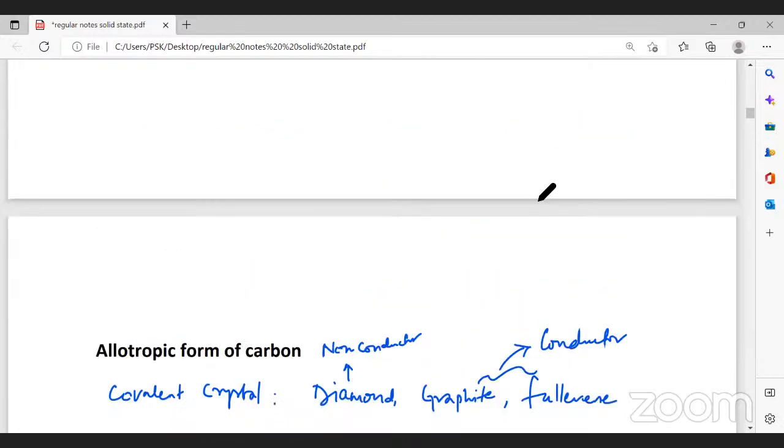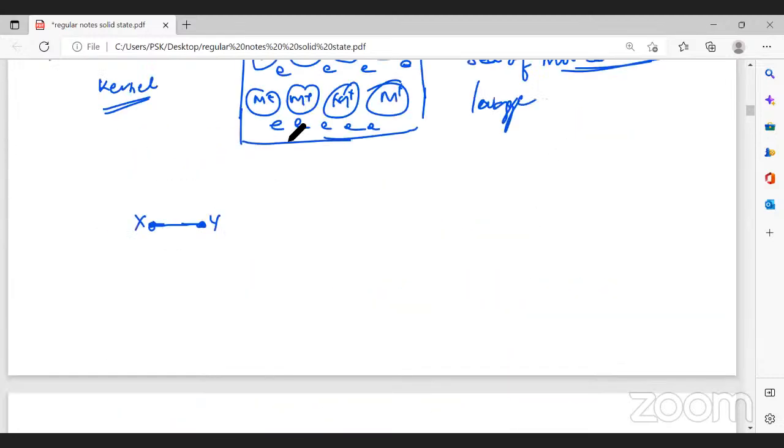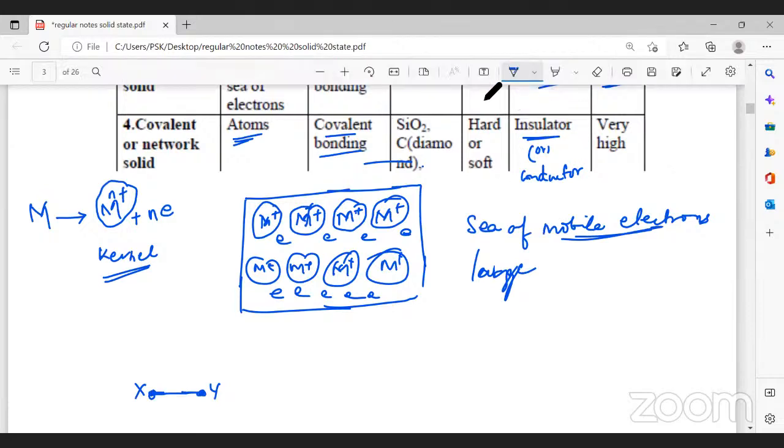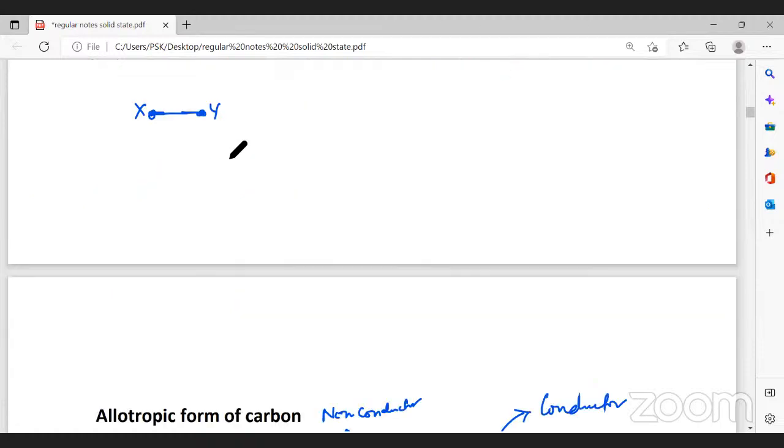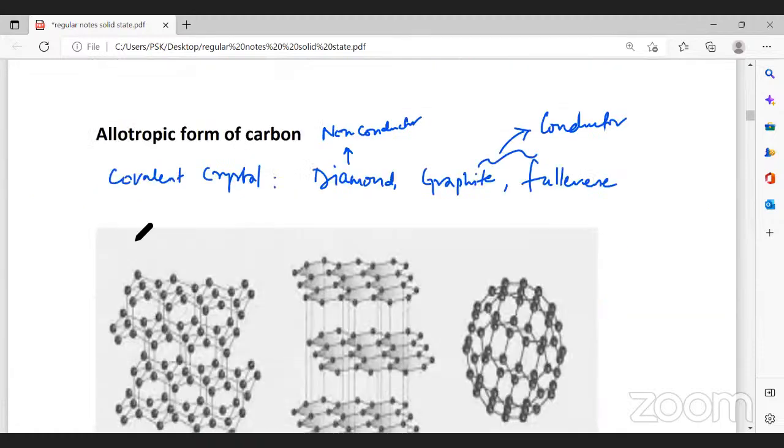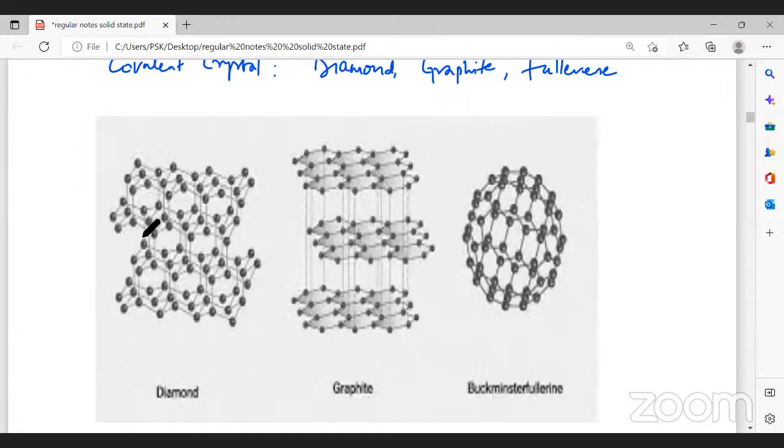That is what we learned here in the slide. A covalent crystal can be an insulator or it can be a conductor. For example, diamond is an insulator, while graphite and fullerene both are conductors. So they are all covalent crystals. Now you can see the representation of diamond, graphite, and fullerene. Diamond has a complex cage-like structure. All these dark particles that you can see are nothing but carbon.